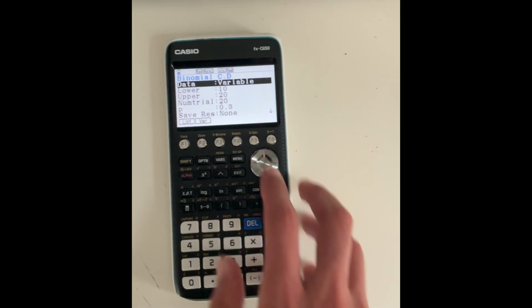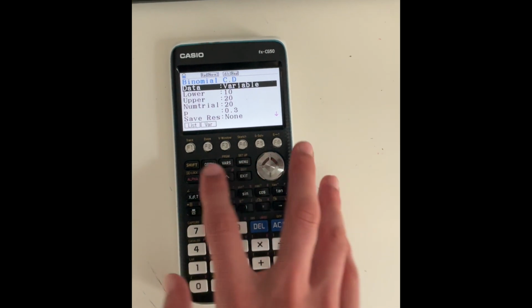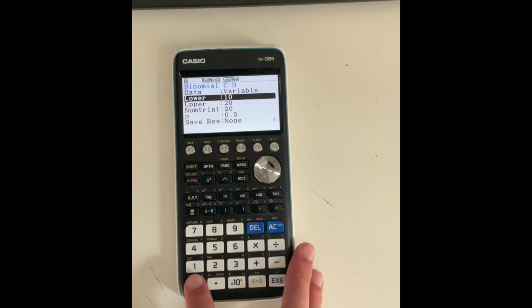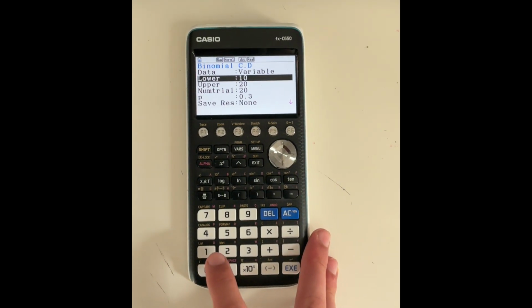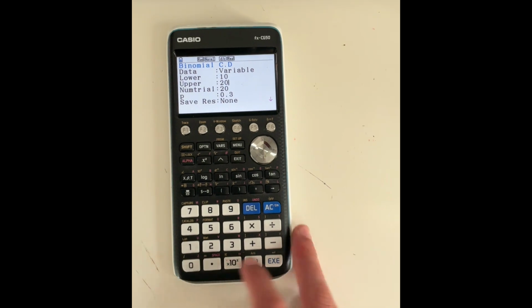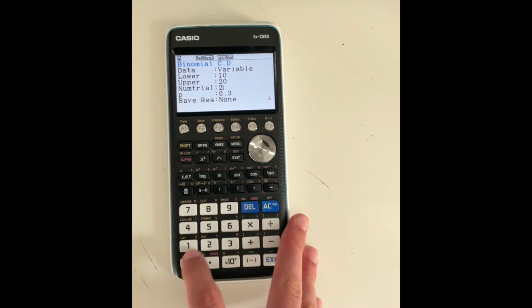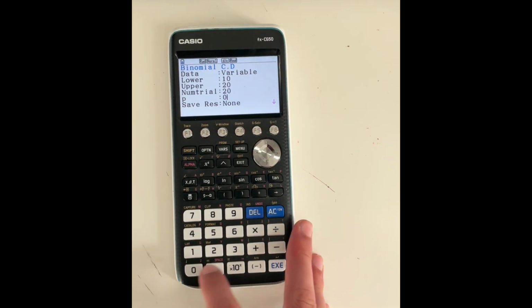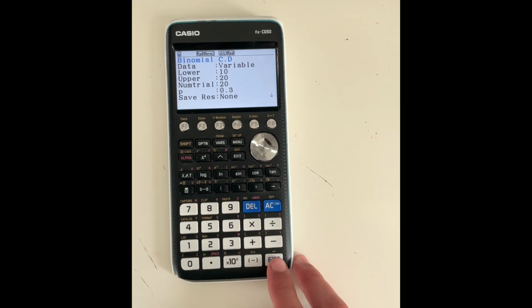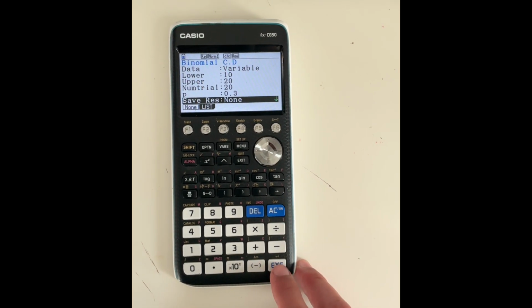So I'm going to show you how to input these values, and make sure to have this as variable because it could be list, but we want it as a variable. So in this case, our lower is 10, so we write in 10 like that, and then our upper as 20, write it like that, and then the number of trials was 20, write it like this, and 0.3 like this, and then you press EXE to get your final value.